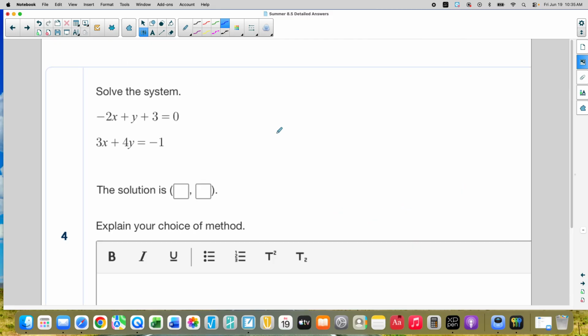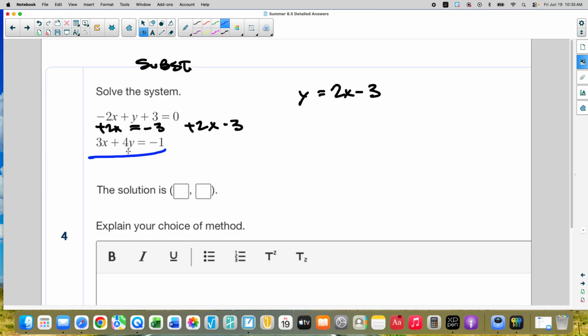Solve the system. So I can use any technique that I want. I can use substitution. I can use elimination. I can use graphing. I'm going to use substitution. And I'm going to isolate this variable. I'm going to add the 2x to both sides. I'm going to subtract the 3 from both sides. And that gives me y equals 2x minus 3.